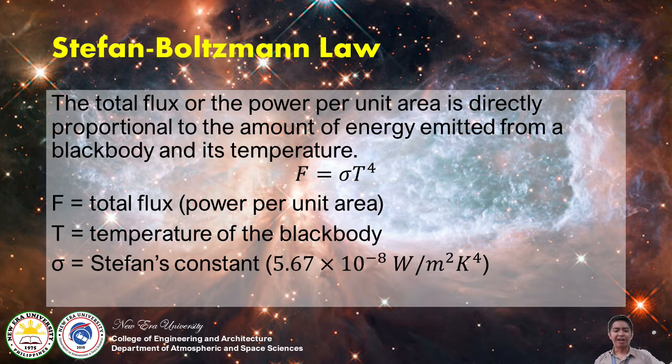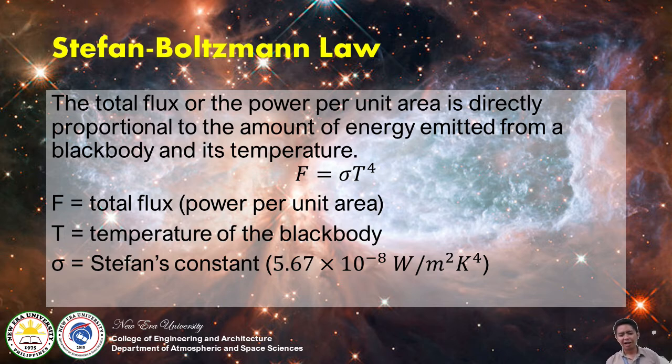F is the total flux, which is the power per unit area, so its units will be watts per square meter, and T is the temperature of the black body. We measure the temperature of a black body in kelvins, and the lowercase Greek letter sigma represents the Stefan's constant, which is equal to 5.67 times 10 raised to negative 8 watts per square meter per fourth power of the kelvin.